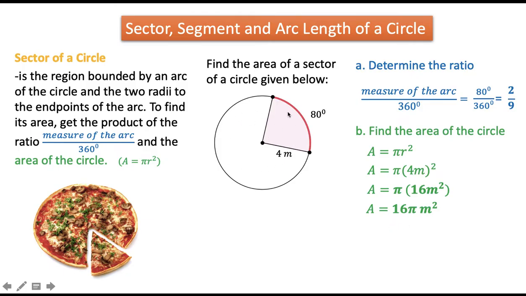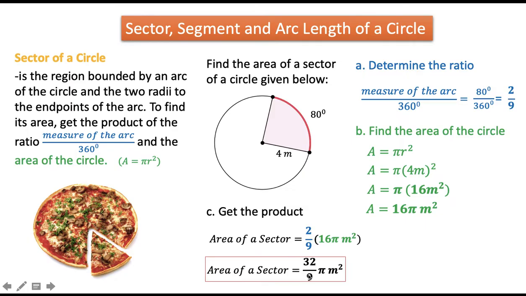So if the area of the whole circle is 16 pi meters squared, and this part is only 2 ninths, to get the area of this part, we'll just simply multiply them. So 2 ninths times 16 pi meters squared, and we get 32 over 9 times pi meters squared. But if you want your answer to be written in decimal form, we can replace pi by its approximate value, 3.1415, times 32 divided by 9, and you will get 11.17 meters squared. So any of them are accepted as an answer.